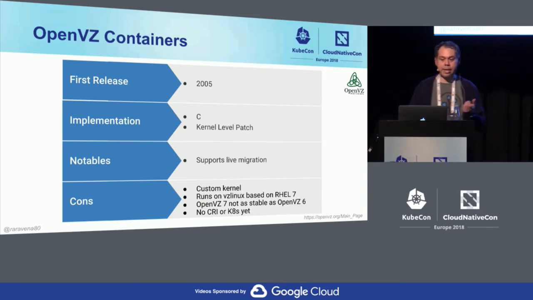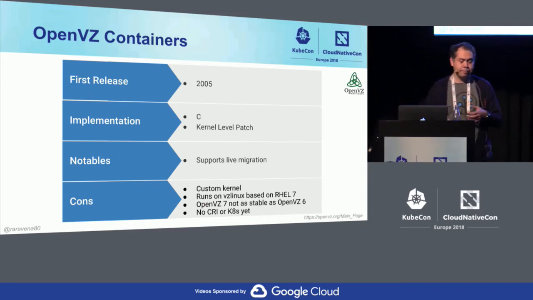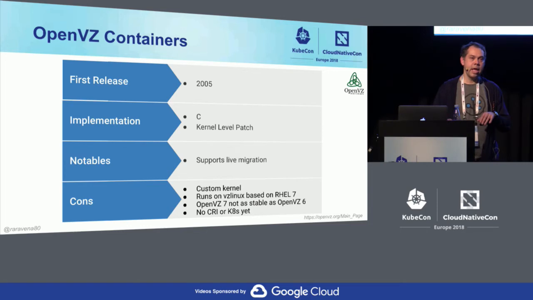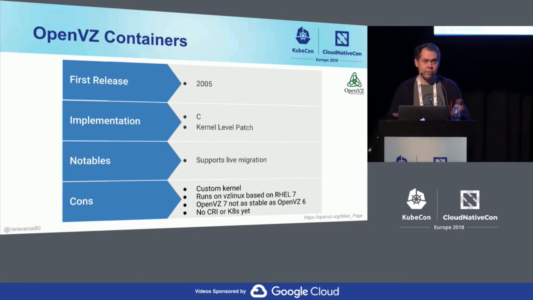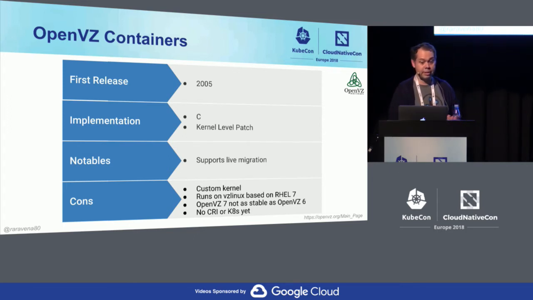And some of the cons is that, of course, you need to create your custom kernel, and OpenVZ 7, which is based on RHEL 7, the word in the community is that it's not as stable as OpenVZ 6, and OpenVZ 6, or RHEL 6, happens to be running a pretty old kernel, 2.6x. And of course, there's no Kubernetes or container runtime interface integration.